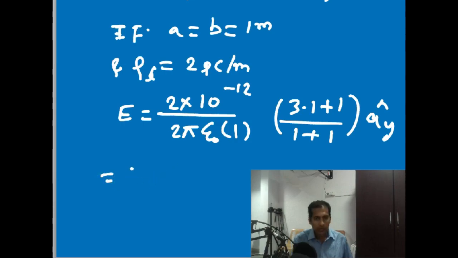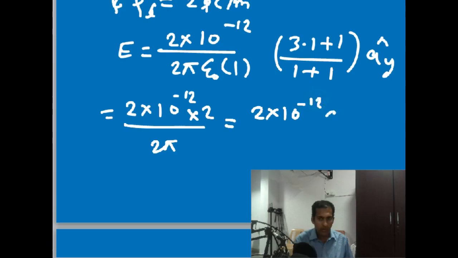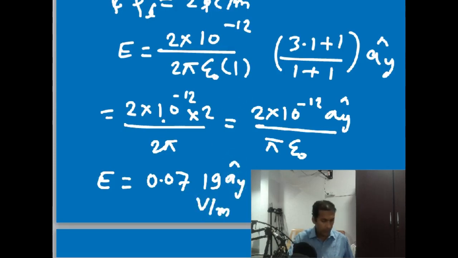So by keeping the values, we can say 2 into 10 to the power minus 12 into 2 divided by 2 pi, which will be equal to 2 into 10 to the power minus 12 ay cap by pi epsilon naught, and the final solution will be 0.0719 ay cap volts per meter.